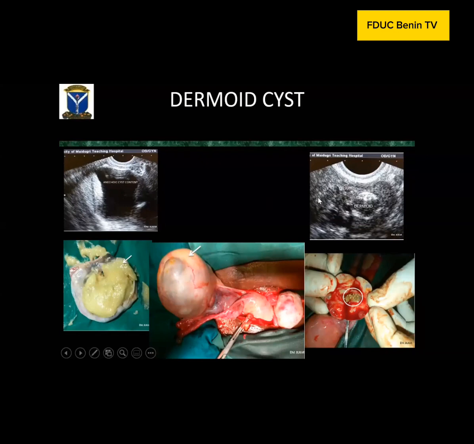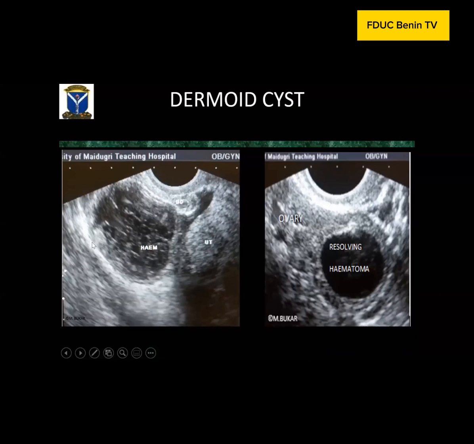Now, in the other ovary, you can see the outline of the other ovary here. We saw a ring, an echogenic ring within the substance of the ovary. This is one thing that laparoscopy cannot pick. When you see an echogenic area in the adnexa and you suspect dermoid, you are more likely to be right than to be wrong. This is the ovary at surgery. When you cut it open, look at the dermoid balls.